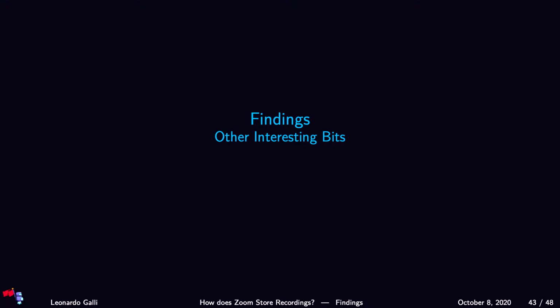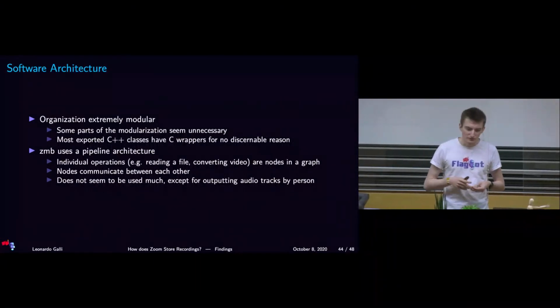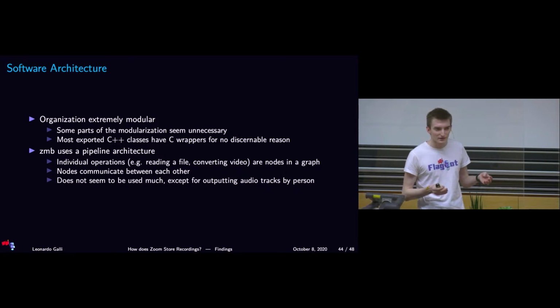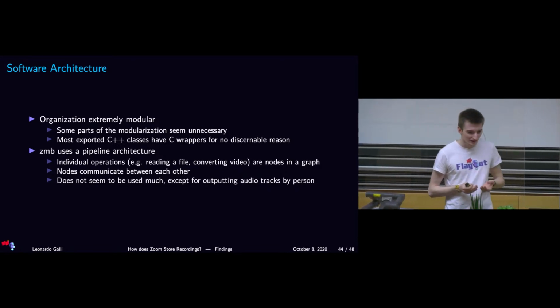Now, finally, some other interesting bits and pieces I found. One thing regarding the software architecture is that it's organized in an extremely modular way, right? You have all these different frameworks that have different purposes and call each other, but some parts of it seem kind of unnecessary. For example, you have the MCM framework, which just calls another library again. The only real thing it does is initialize a class from another library, so why is it even there in the first place?